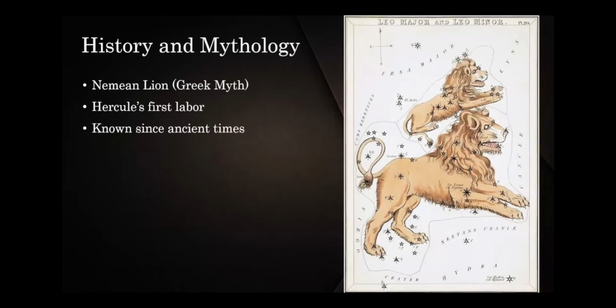A little bit about history and mythology. Leo represents the Nemean lion from Greek mythology, and the story says it's one of Hercules' first labors out of the 12 labors. And also the story goes, Zeus placed the lion in the sky as a constellation. This is one of the artistic representations of Leo and Leo Minor.